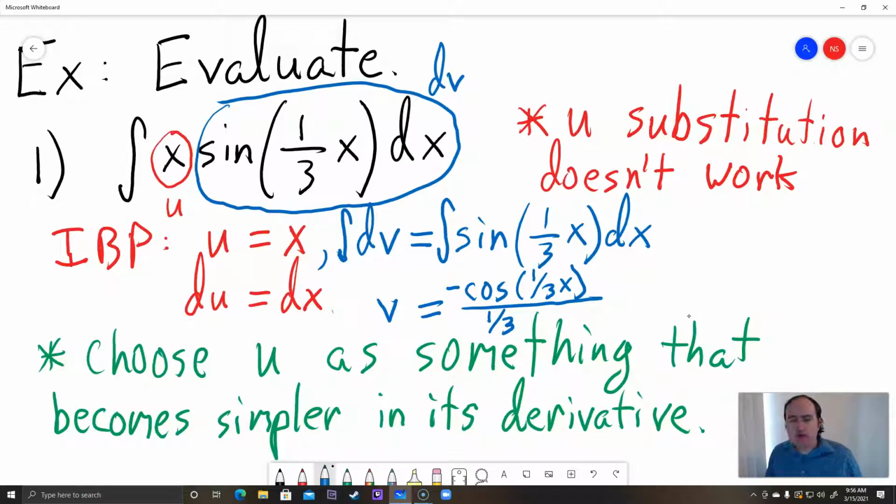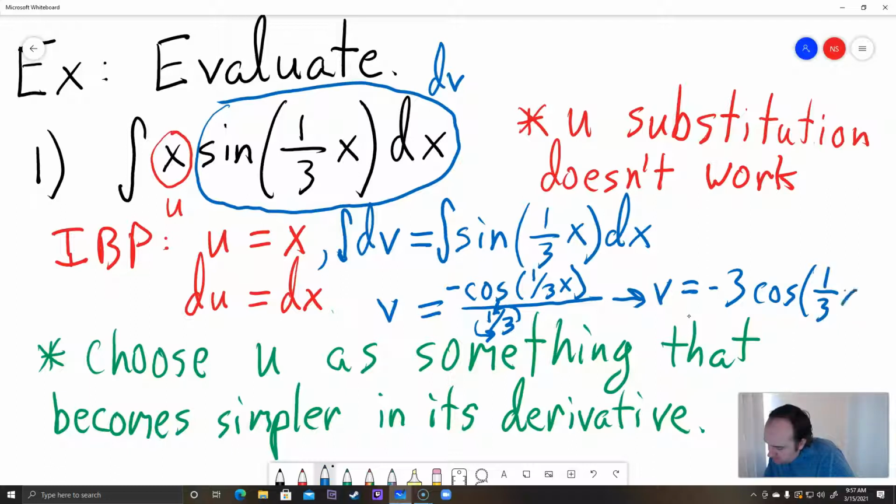And you can work out that integral by hand if you want to use a u substitution, if you can't do the u substitution in your head. But this is going to give us, if we flip over the 1/3 on the bottom and bring it out front, v equals negative 3 times cosine of 1/3 x. Okay, so there's our v. And all I did to get v was I took the integral of dv, and the integral of dv becomes v.